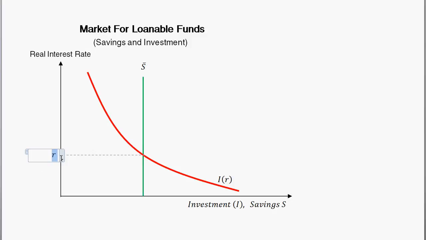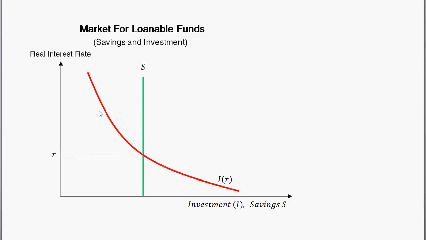And so you're going to have a real interest rate here that equilibrates such that the supply of loanable funds is equal to the demand for loanable funds. Any real interest rate above that equilibrium is going to have more savers than demanders, than potential investors. So there's going to be some portion there, the surplus of savers.